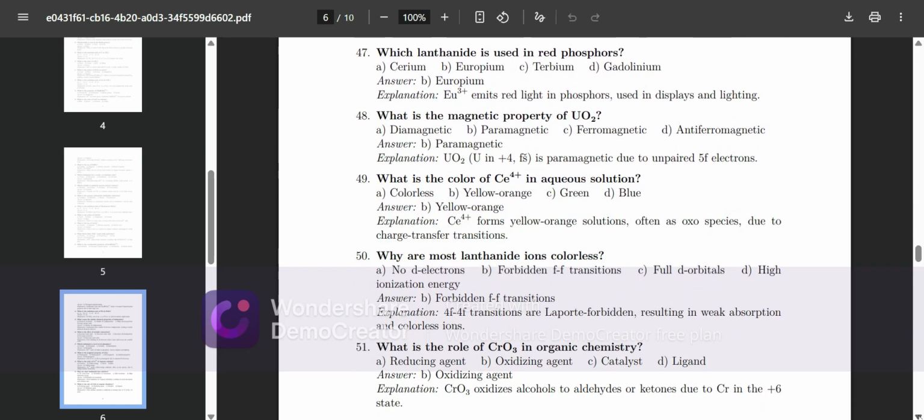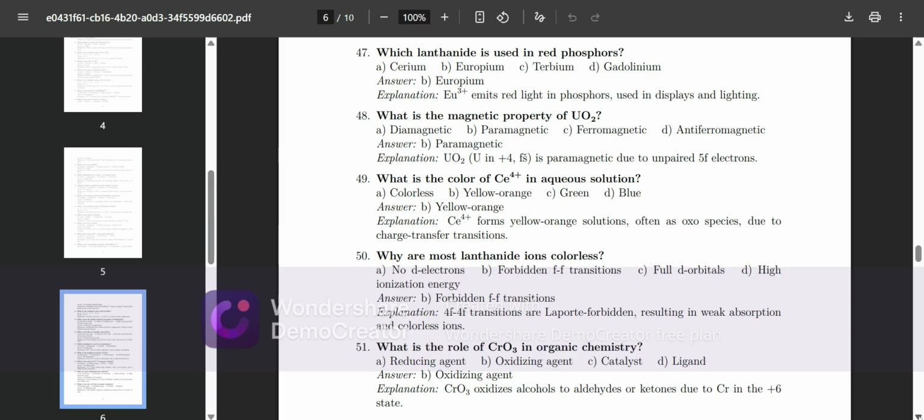Which lanthanide is used in red phosphors? Europium. Eu3+ emits red light in phosphors, used in displays and lighting. What is the magnetic property of UO2? Paramagnetic. In UO2, U is in +4, 5f2, and is paramagnetic due to unpaired 5f electrons.